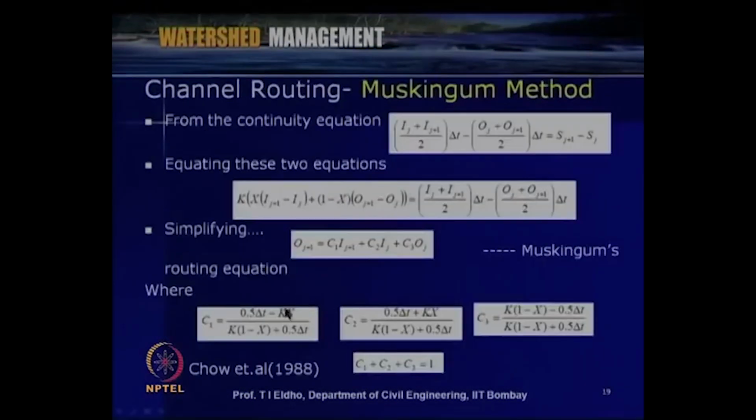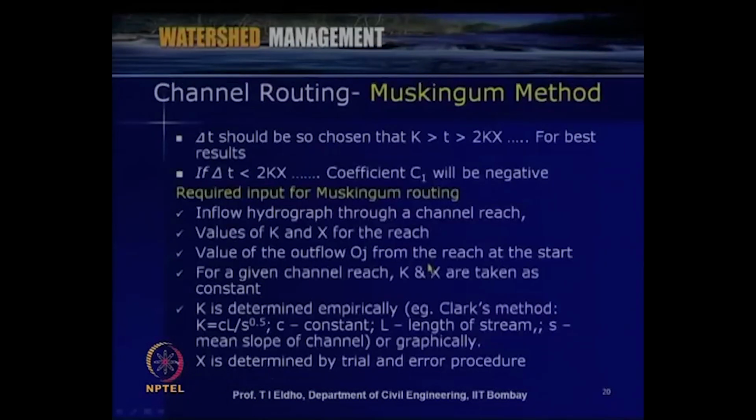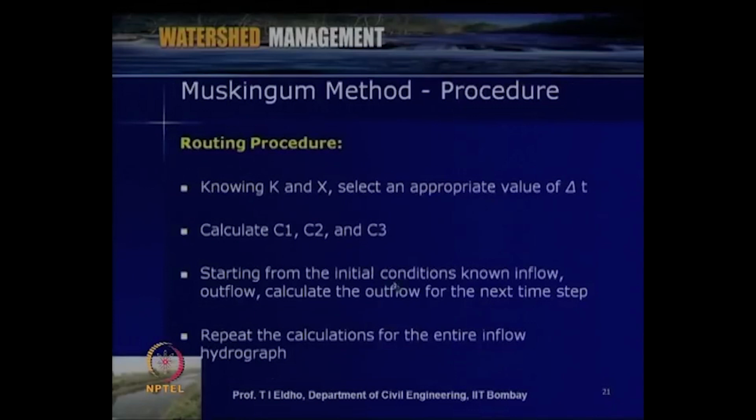Using K, X and delta t, we can identify what C1, C2 and C3 will be. Then, starting from the initial conditions of known inflow and outflow, we can calculate the outflow for the next time step. We can repeat the calculation for the entire inflow hydrograph. That way, with respect to time, we can identify how the outflow hydrograph will be varying, and we can do the flood routing using the Muskingum method. You can see that this is also a lumped approach as far as channel routing is concerned.